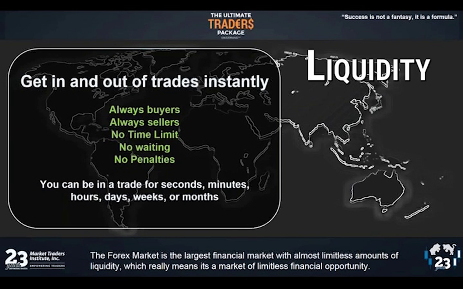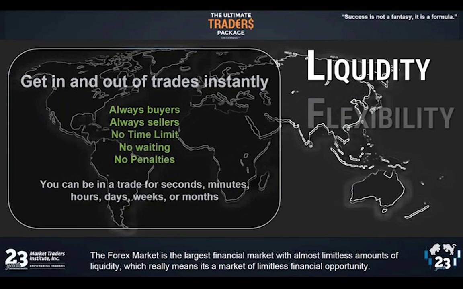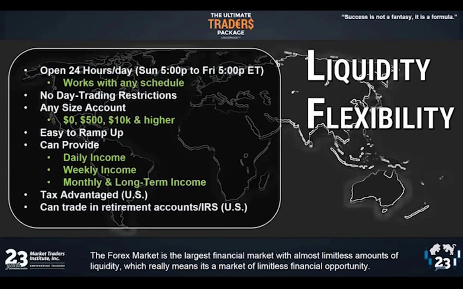Now, the second thing about this market I love is the flexibility. It's a 24-hour day market. The currency market in the United States opens up Sunday, 5 p.m. It's open all night, all morning, all day, every day till Friday at 5 p.m. So for me, again, I'm 48 years old. I've got a young family, a 12-year-old son, a 9-year-old son, a 6-year-old daughter.